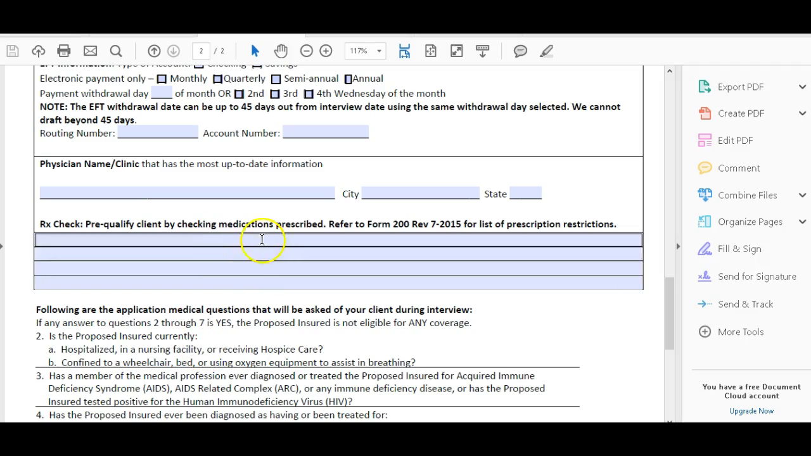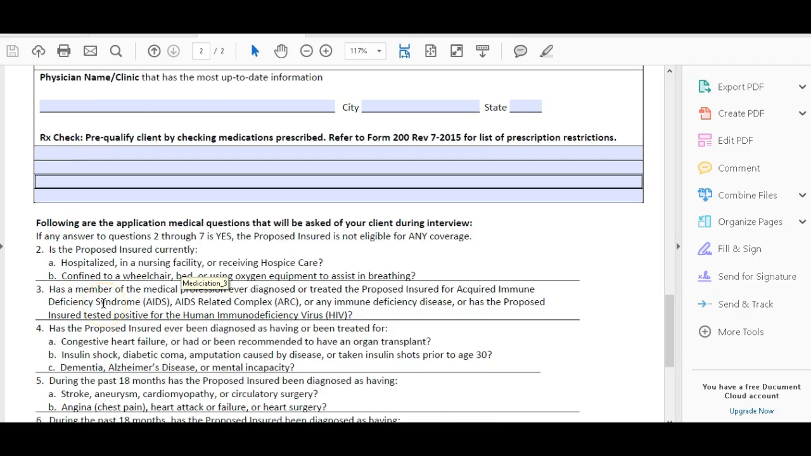Okay, now, this part right here, you don't have to get this, but I like to ask them about the prescriptions because once I ask them about their prescription, this is going to allow me to check their prescription against the list. And I'm going to go through the list here in a second. Now you can go ahead and start asking these questions.